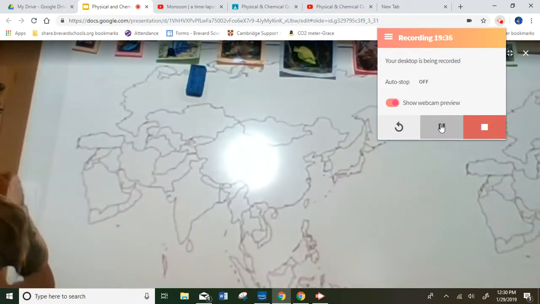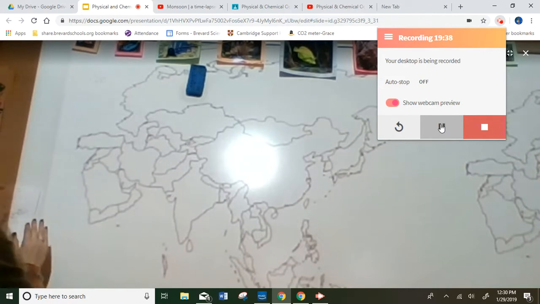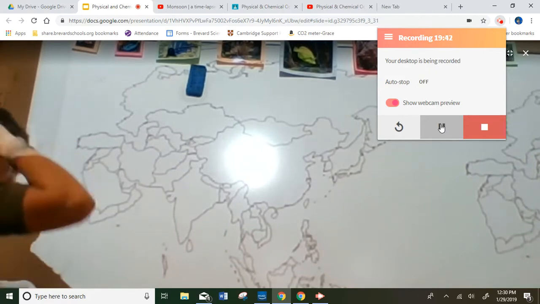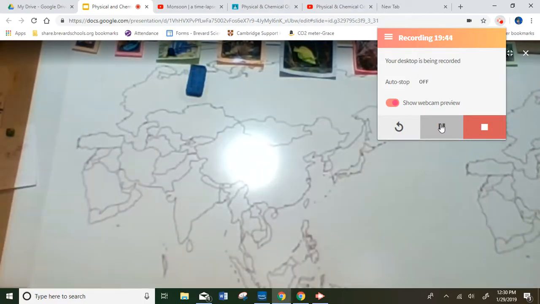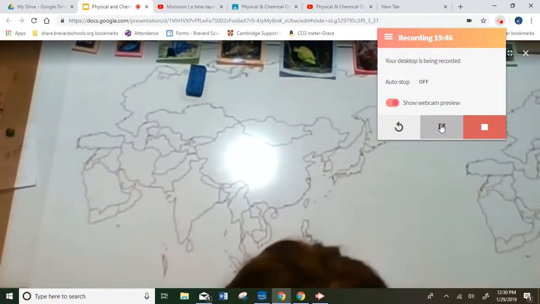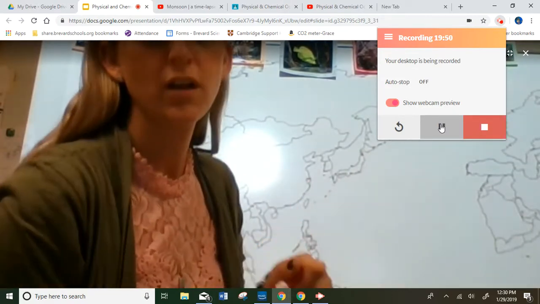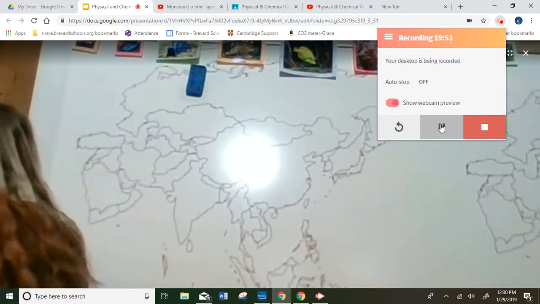Cool. So this is going to be the one for the summer. In the summer, it's going to be really warm. Let me get a red marker. It's going to be really warm in the summer.